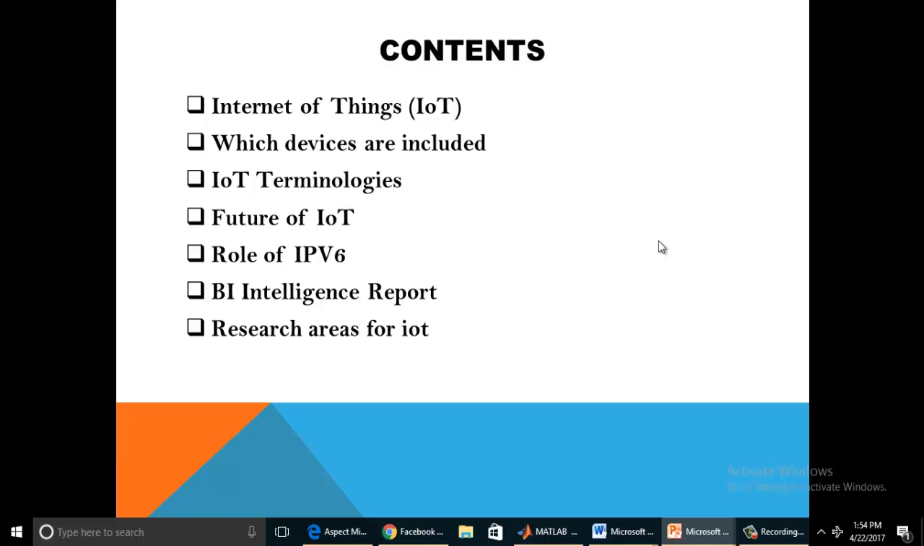Well, these are the contents of my today's presentation. First of all, we'll look at what is basically Internet of Things, which devices are included. Then we'll see some terminologies of Internet of Things. We'll have a look at the future of Internet of Things. We will discuss the role of IPv6 in the progress of Internet of Things. And then, at the end, we will highlight some important points of BI Intelligence report, and then we'll see some research areas for Internet of Things. So let's start.